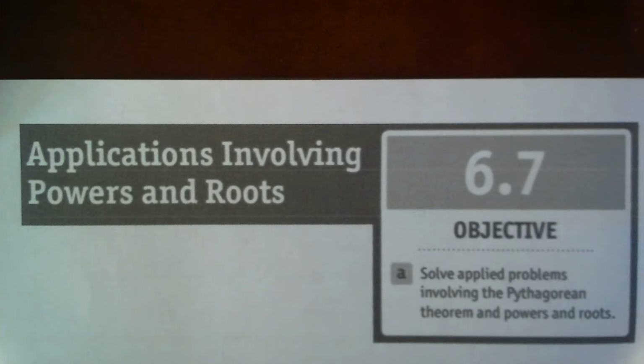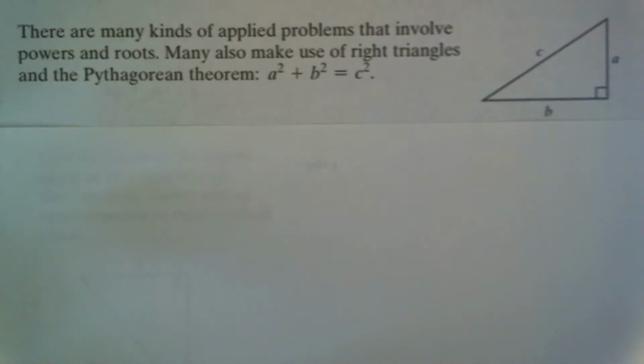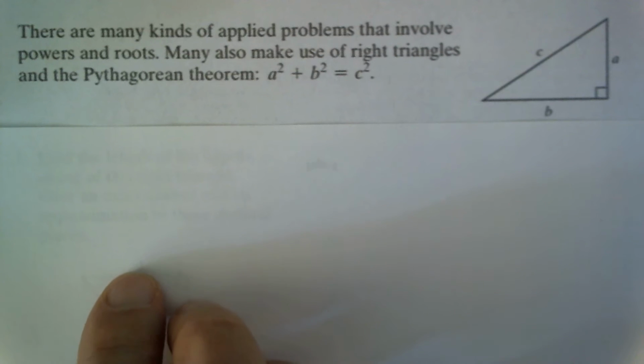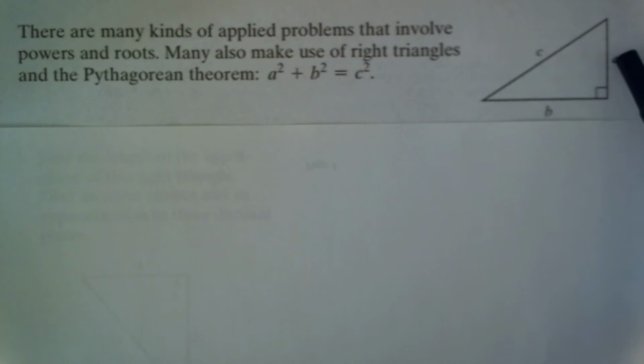This is the beginning of section 6.7, and the objective is about solving applied problems involving the Pythagorean theorem and powers and roots. So that is all the applications of powers and roots. And you've probably heard of the Pythagorean theorem, a squared plus b squared equals c squared for a right triangle, where the right angle is between legs a and b and the hypotenuse is c.